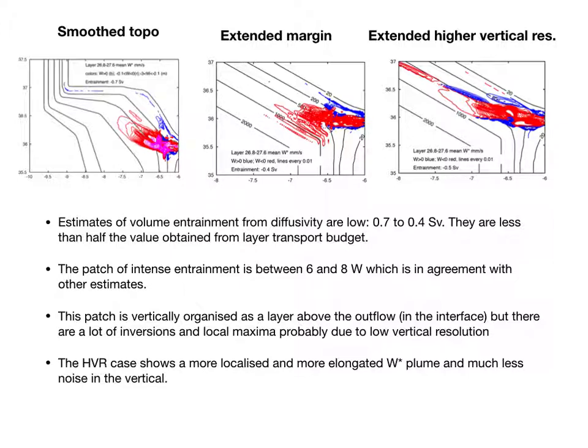Also, one of the very important points here is that in the case of the higher resolution experiment, we have much smoother fields in all variables, and also a much smoother pattern of W star, the entrainment velocity.